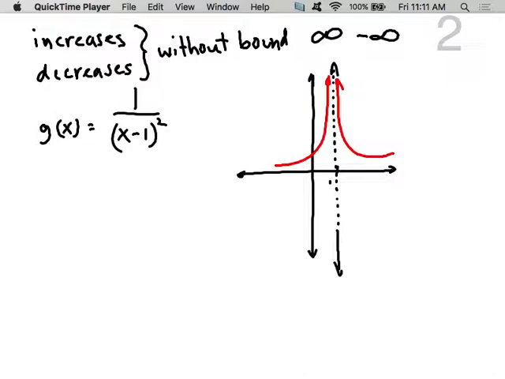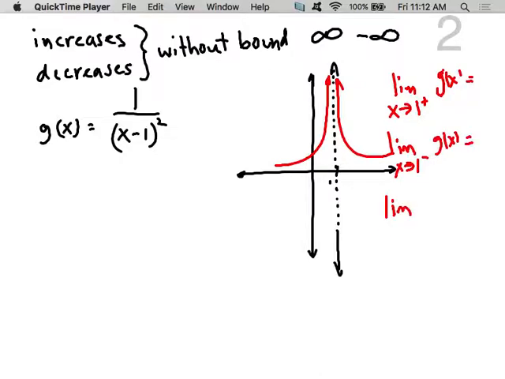What's the limit as you approach 1? Let me write this for the visual learners in the group. What's the limit as x approaches 1 from the positive of g of x? What's the limit as x approaches 1 from the negative of g of x? And what's the limit as x approaches 1 of g of x? Caitlin, what's the first one? So I approach from the right. What does it go to? Infinity. Good. And from the left?